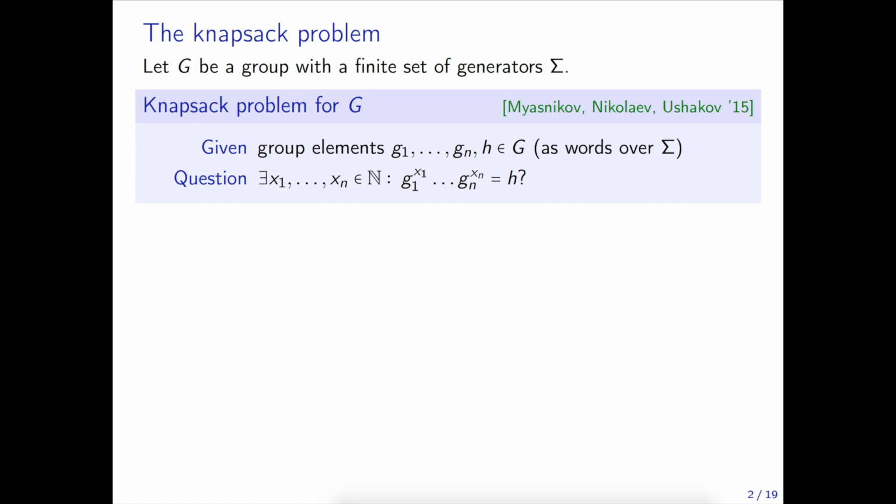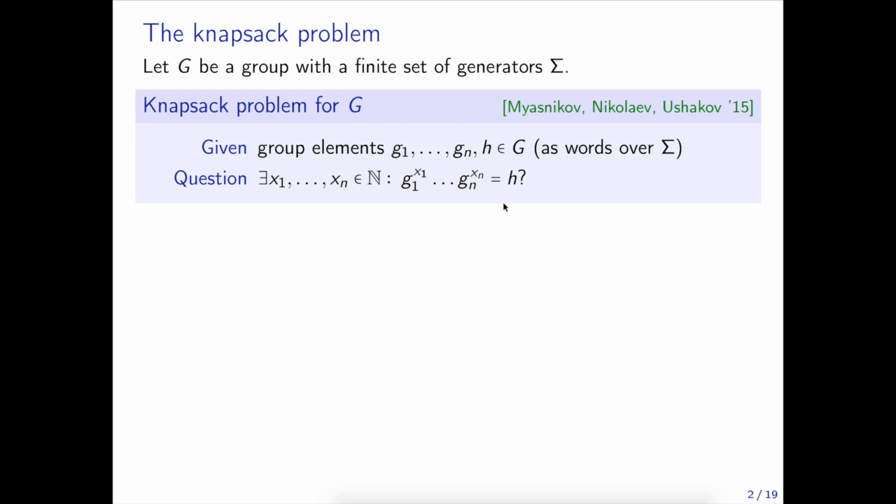So what is the knapsack problem? Suppose we have a group G with a finite set of generators sigma, which means that we can represent elements from the group as words over the finite set of generators sigma. Then the knapsack problem for G asks: given group elements g1 to gn and h as words over sigma, does this equation have a solution? Meaning, are there natural numbers x1 to xn such that g1 to the x1, g2 to the x2, and so on, is equal to h?